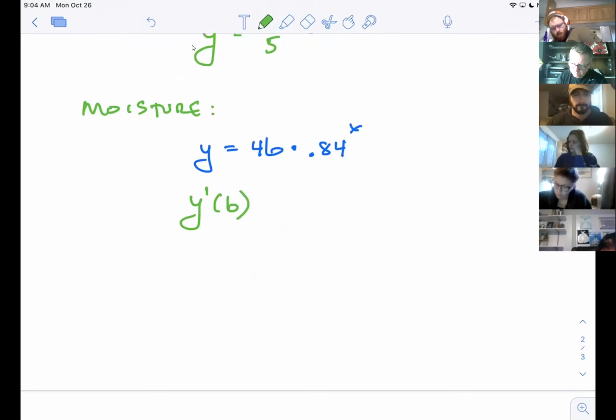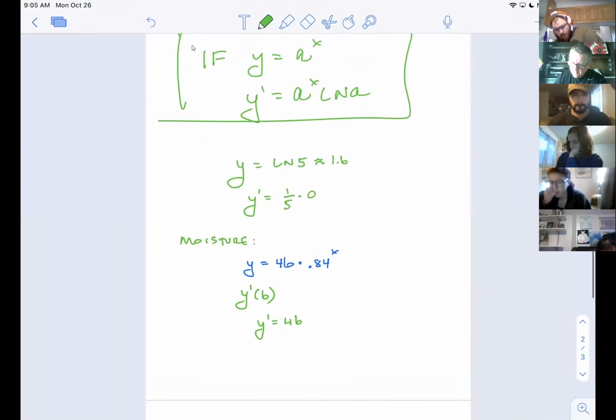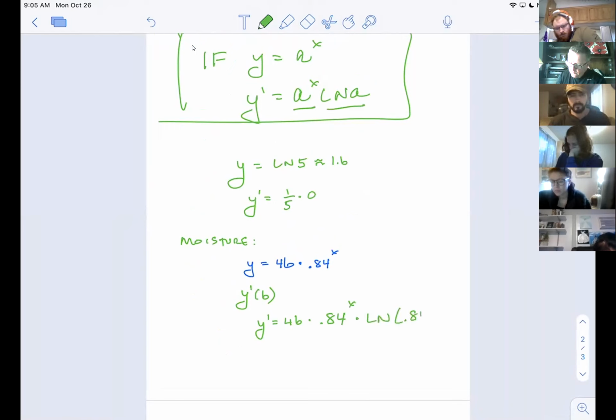So the 46 just comes along for the ride. What did we just say? The derivative of a to the x is a to the x times the natural log of a. So it's 0.84 to the x, but then it's also times the natural log of 0.84. Do you agree with that?